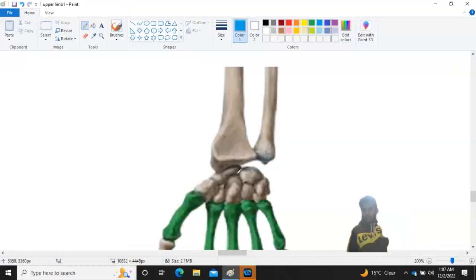Then here is lunate. This is lunate ऊपर की तरफ. This is scaphoid, this is lunate. Then triquetral and here is pisiform bone. Next is trapezium, trapezoid, capitate and hamate. Then it is hamate. Pisiform bone is this. So yeah, these are the bones. हम लिख लेते हैं.